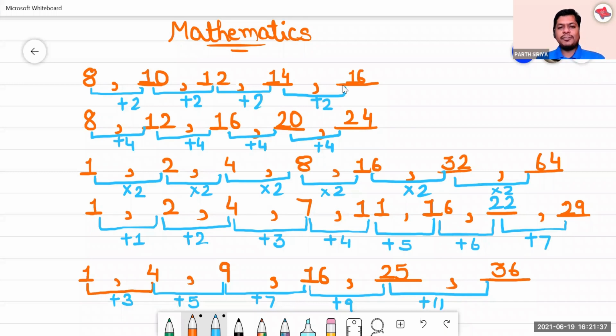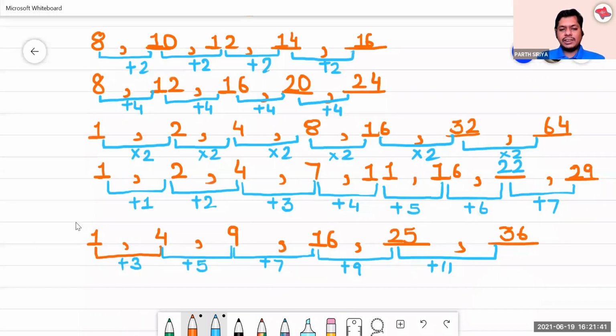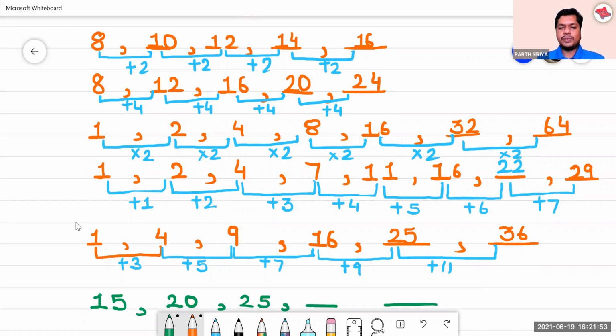In fact, you also try one. I'm giving you a pattern. See, the first number is 15. The next number is 20. The next number is 25. And you have to tell me which would be the other two numbers over here.